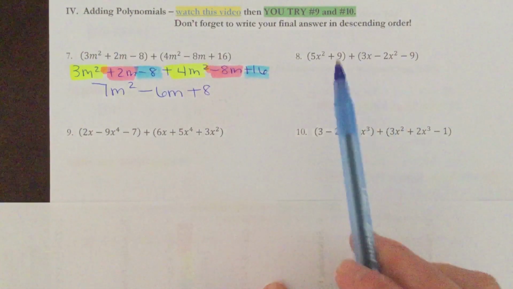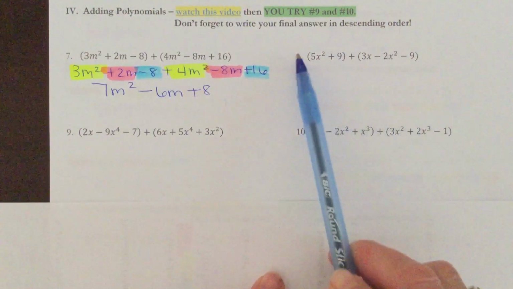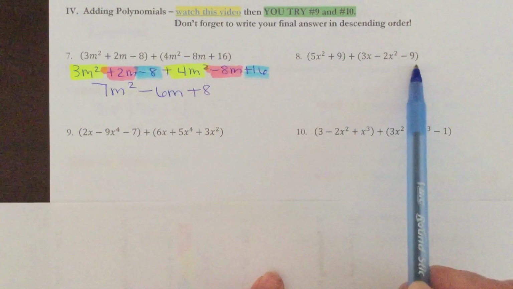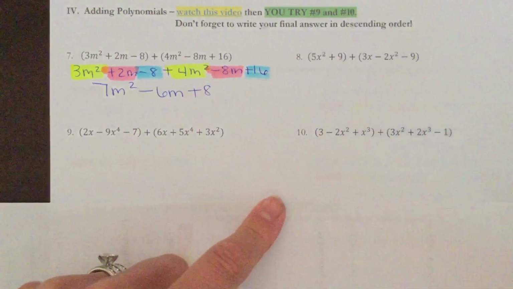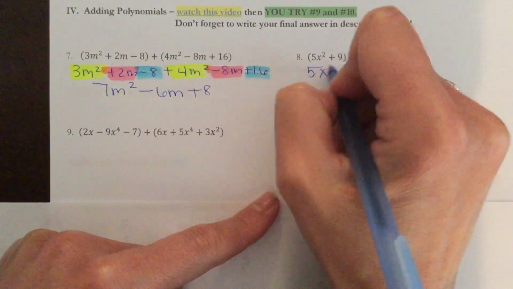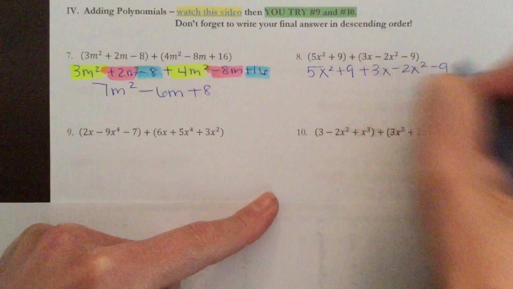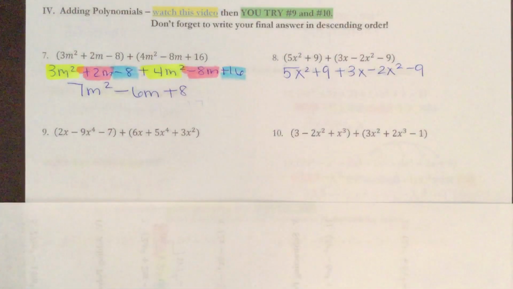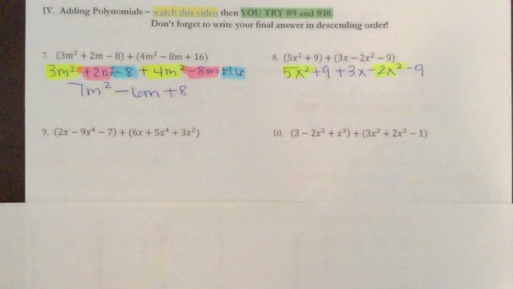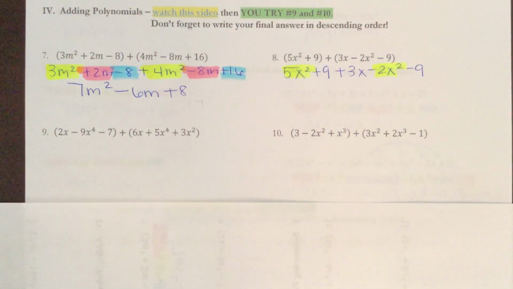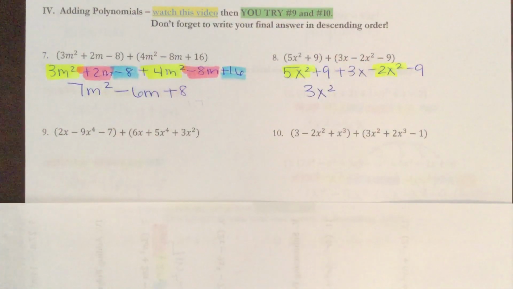Question number 8, we're being asked to take a binomial and add it to a trinomial. Again, the parentheses in these problems don't serve a purpose other than to separate the binomial from the trinomial. We can rewrite this simply as 5x squared plus 9 plus 3x minus 2x squared minus 9 and combine our like terms. Working from left to right, 5x squared is like terms with negative 2x squared. 5x squared, take away 2x squared, leaves us with 3x squared.